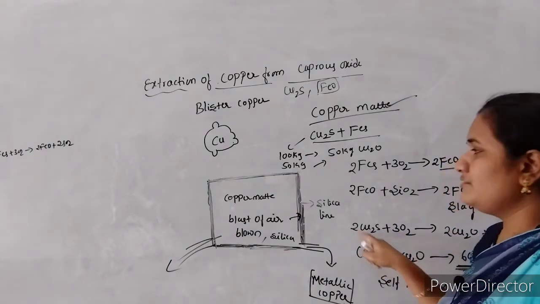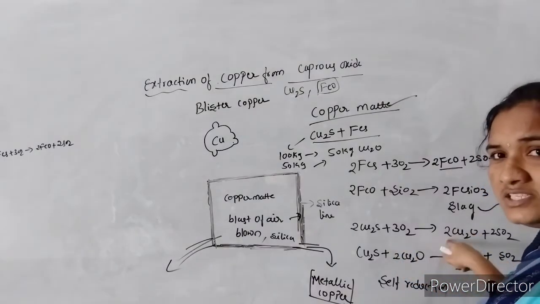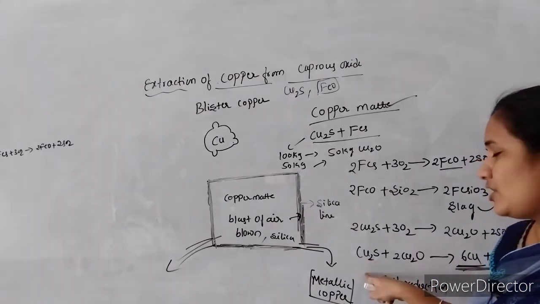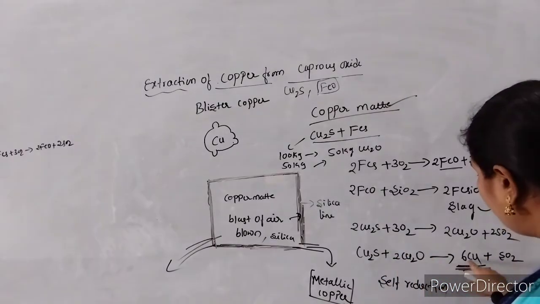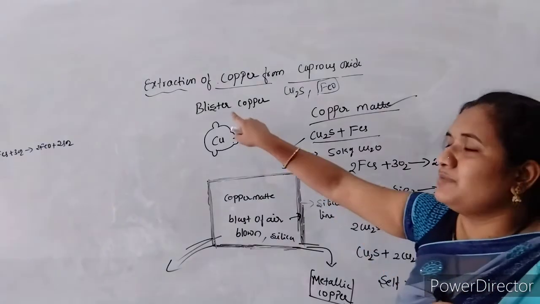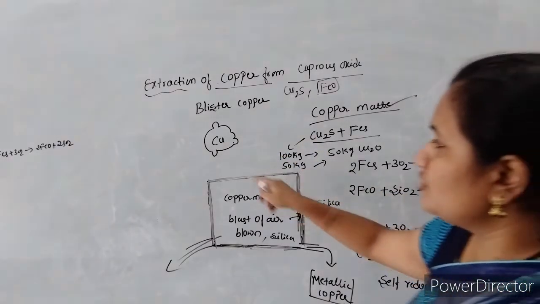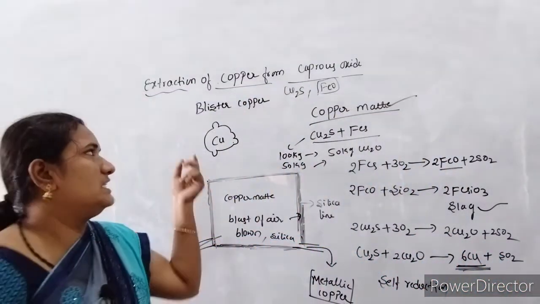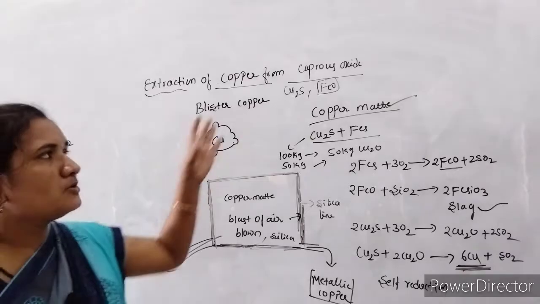Then the copper sulfide present in the copper matte also undergoes oxidation here. It produces cuprous oxide. This cuprous oxide reacts with the remaining copper sulfide present in the copper matte and undergoes self reduction. As a result of self reduction, we get the metallic copper here. This metallic copper is called blister copper, because the sulfur dioxide evolved in the reaction accumulates in the form of bubbles over the surface of the copper. That is why it is called blister copper. In this way we extract copper from cuprous oxide.